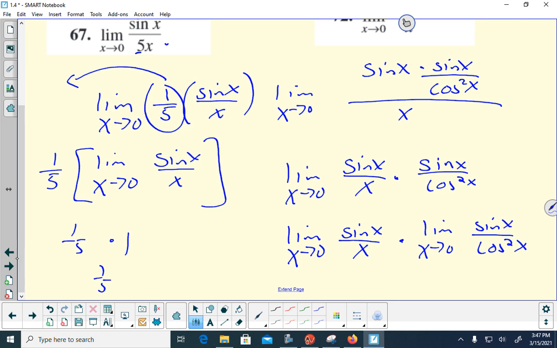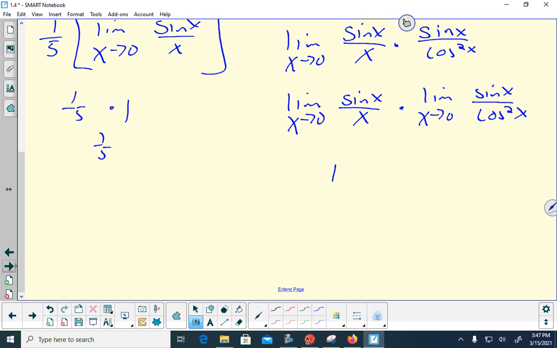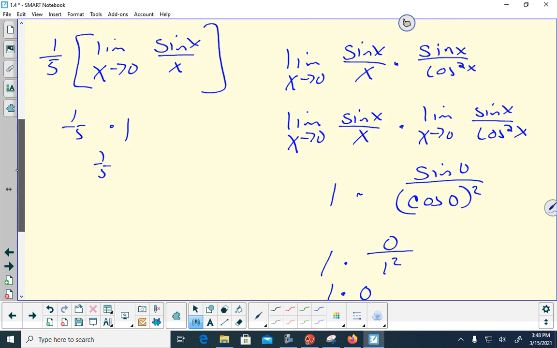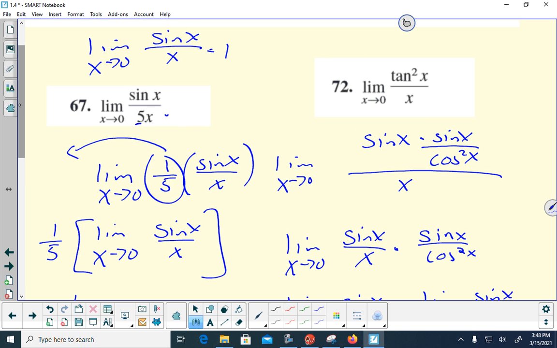So the limit of this sine of x over x is going to be 1. Here I can do direct substitution. I'm going to have the sine of 0 over the cosine of 0 squared. The sine of 0 is 0, but the cosine of 0 is 1, so 1 squared. So it's okay for me to have that 0 over 1. So this is going to be 1 times 0. So my whole limit is going to be 0.